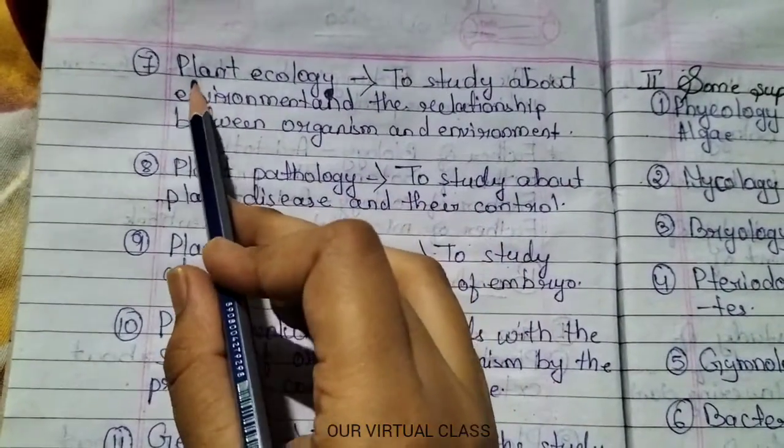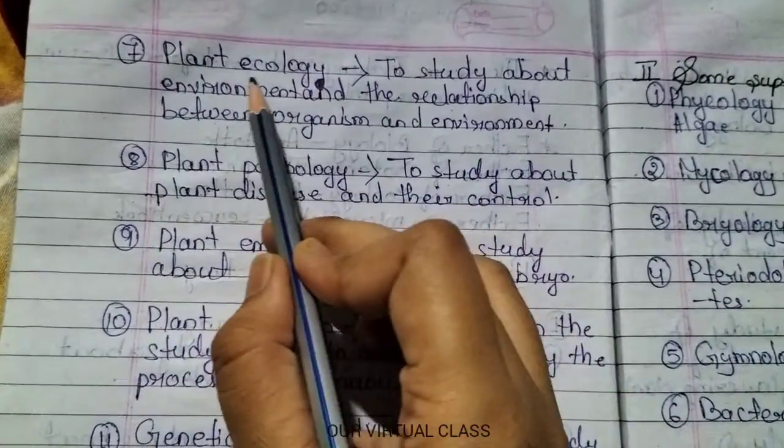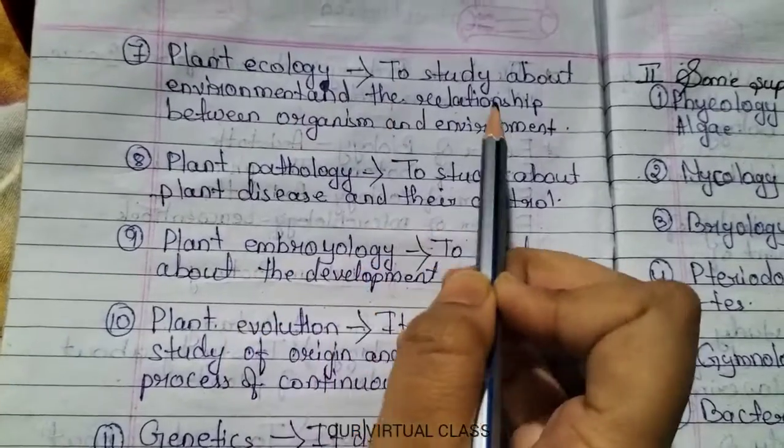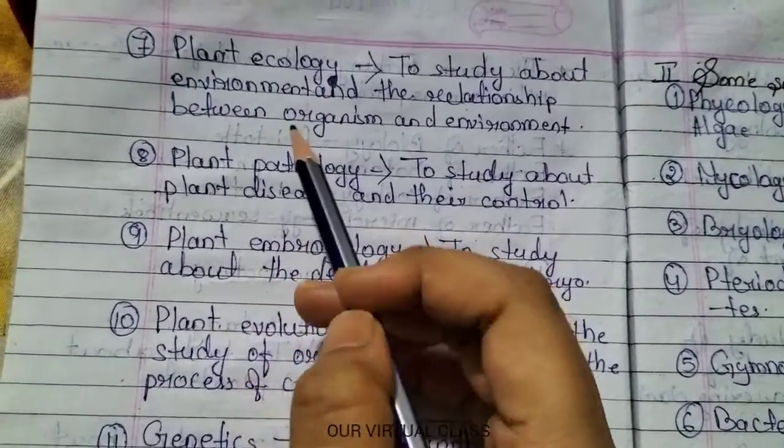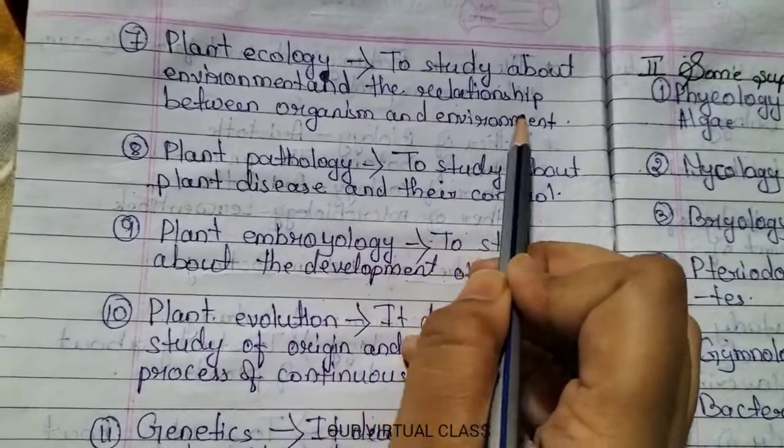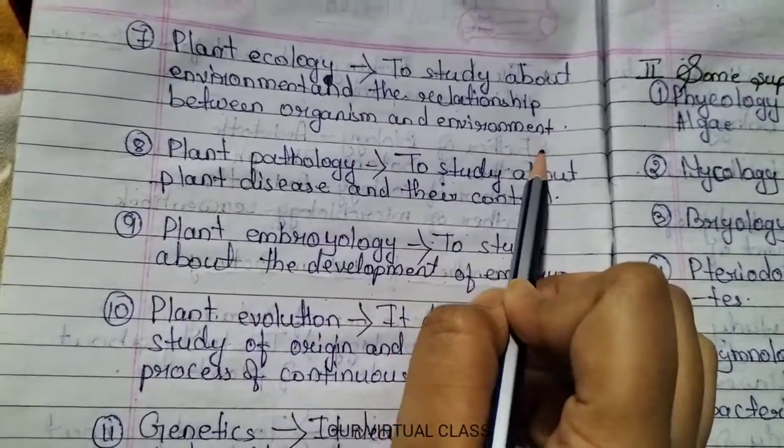Now the seventh one is plant ecology. What does ecology mean? Environment and the relationship between organisms and environment. So in plant ecology, we will study the relationship between organisms and the environment.